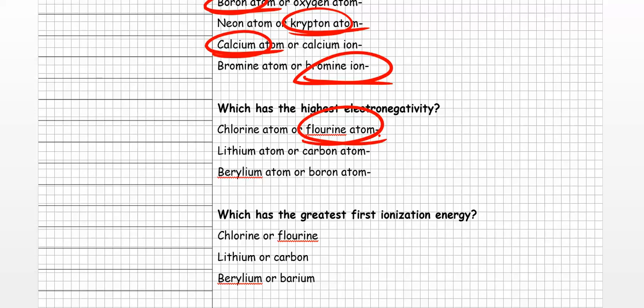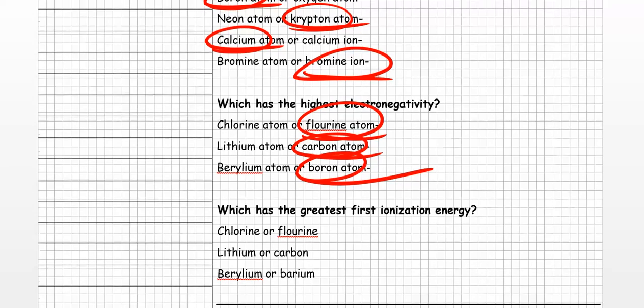Now let's compare lithium atom and carbon atom. Lithium is number 3, carbon is number 6. They're both in the same period, but carbon is farther to the right, so carbon would have a higher electronegativity, a higher tendency to pull electrons towards it. How about beryllium and boron? Beryllium is number 4, boron number 5. Obviously, boron is farther to the right, so boron is going to have a higher electronegativity. Boron wins. And finally, let's do ionization energy.